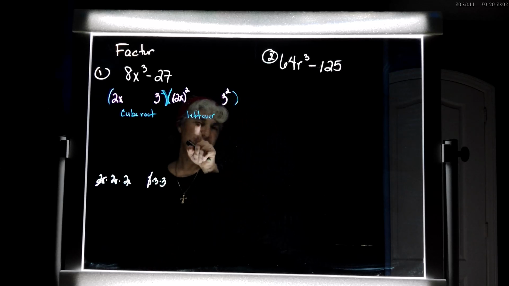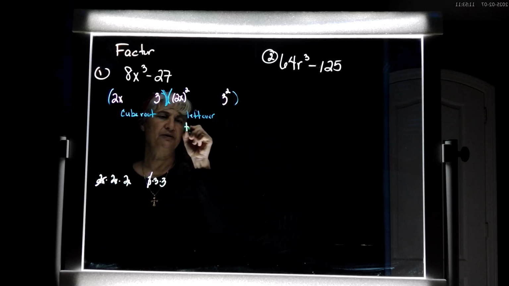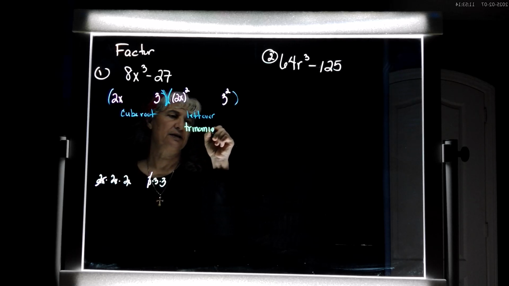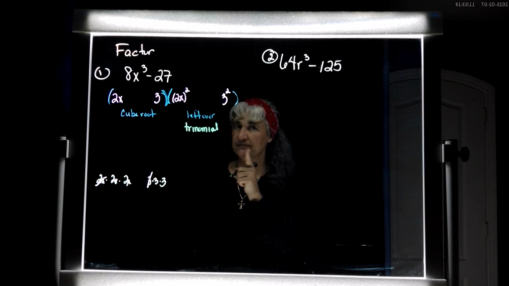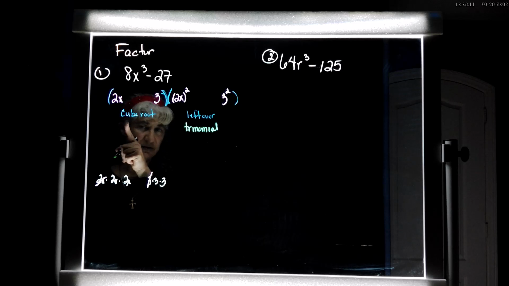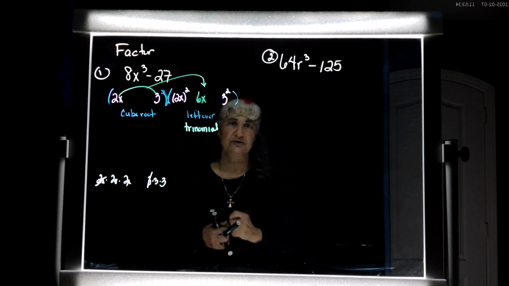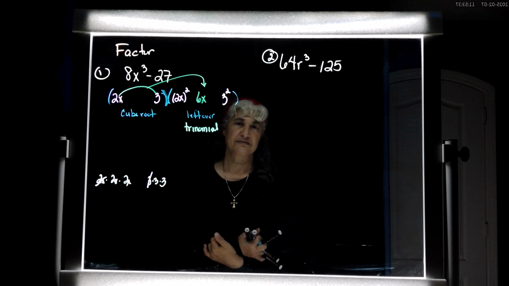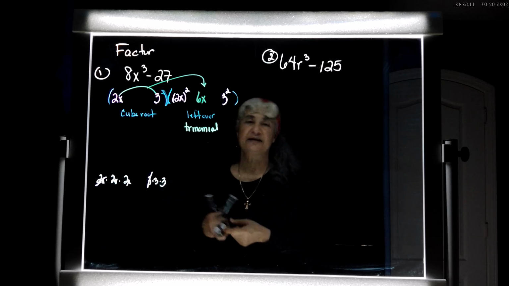Now, this leftover parenthesis, how many terms is supposed to be in it? 3. Remember, this one is a trinomial. It's missing the middle term, isn't it? So how do I get the middle term? Look at the cubed root. Take the first and the second, there's only 2 terms. Take the 2x and the 3. Multiply them together. What do you get? 6x. There's your middle term. Cool? Excellent. And last but not least, you need signs.